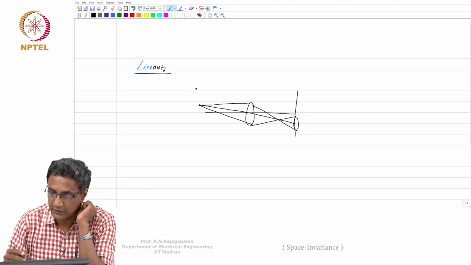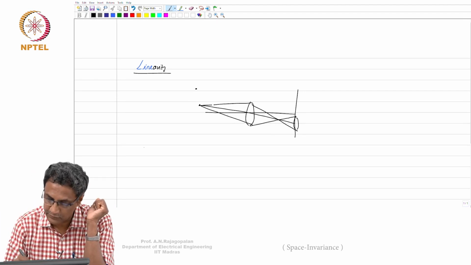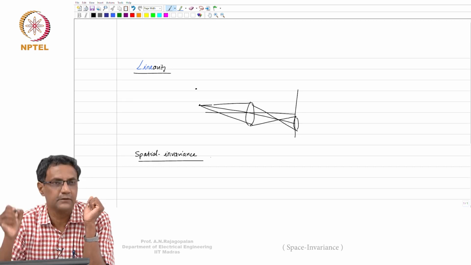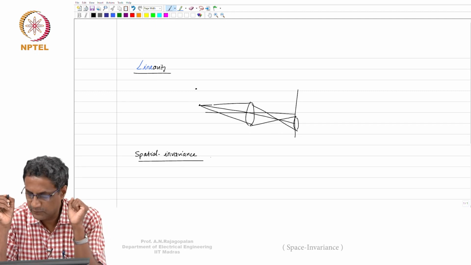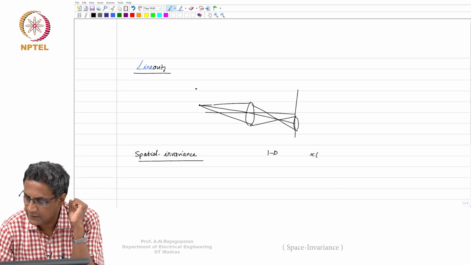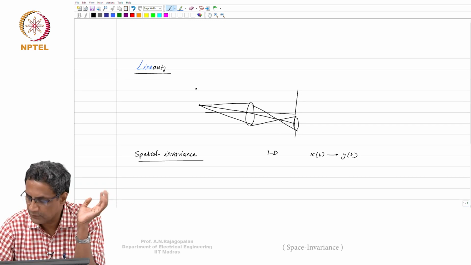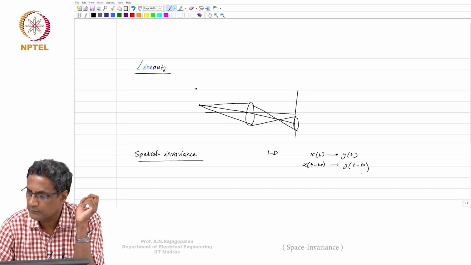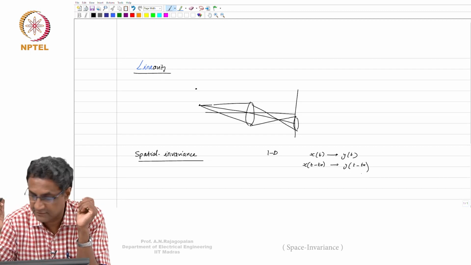The second notion is more tricky. The second notion is about space invariance, spatial invariance or space invariance, as it is called. This one requires some amount of thought. Now, by spatial invariance, if it is a 1D case, we say that if x of t is given to a system and it produces y of t, whether it is linear or not, we don't care, but if I shift t by t naught, then for any arbitrary t naught, y should also shift by t naught. t naught can be positive, negative, whatever, it doesn't matter.